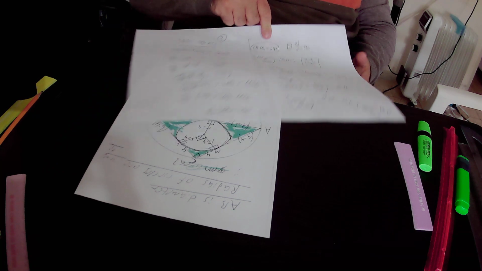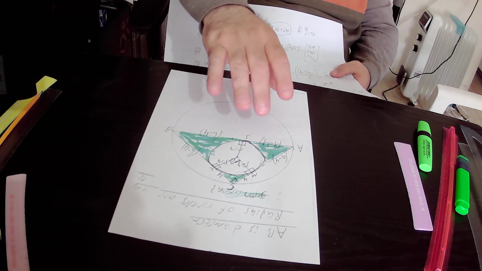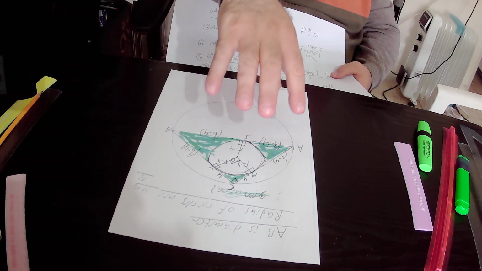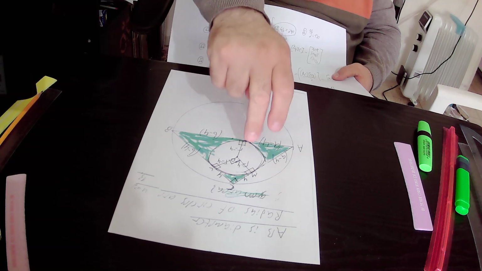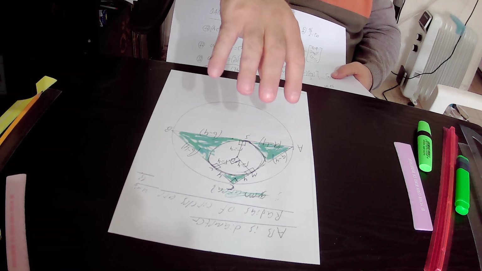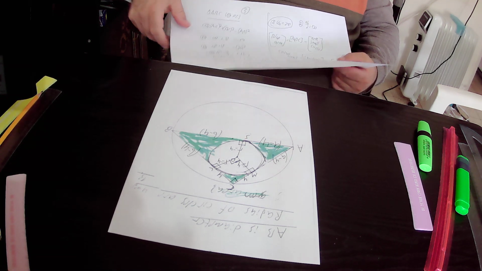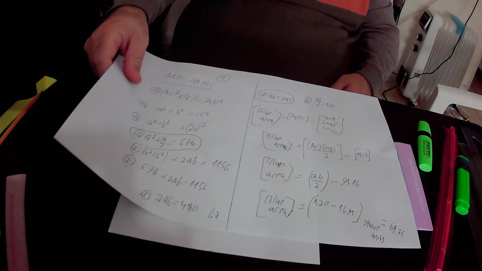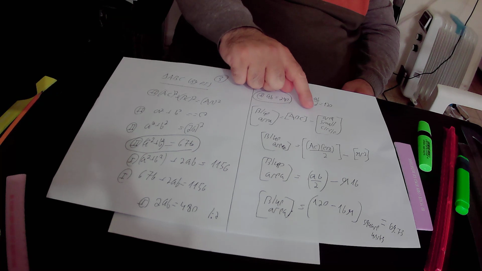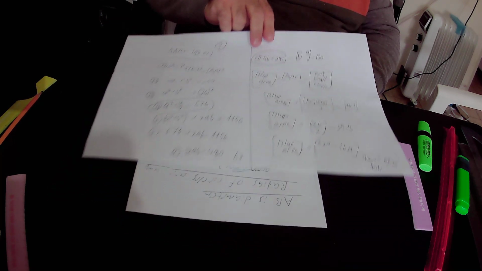Then what is the value of the blue area? The blue area is equal to the area of the big triangle ABC minus the area of the small circle. It is very easy to see. I repeat again, the blue area equals the area of the big triangle ABC minus the area of the small circle.